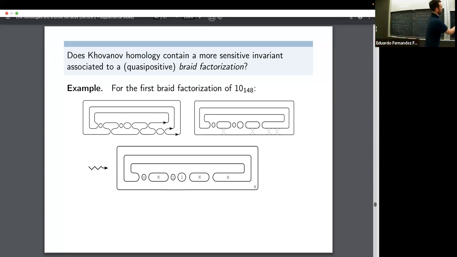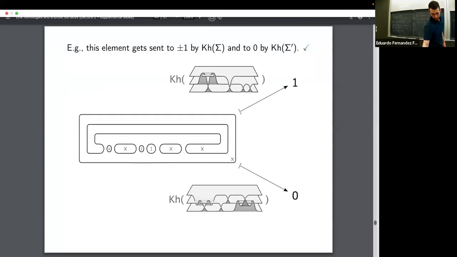And indeed, if we check, this is a cycle. And now if we check, this actually does see the difference between these surfaces. On the top, it'll map to one. That's the surface that it was built to mirror. On the other hand, if we map it forward under this other surface, which corresponds to a band move at a conjugating crossing instead of a positive crossing, it'll map to zero.